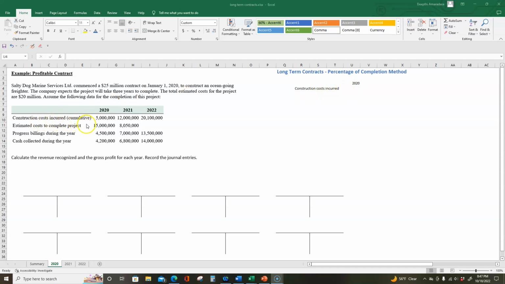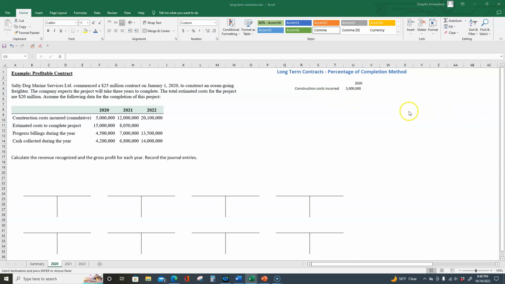In this question, they've given us construction costs incurred that are cumulative. Cumulative means every year it's adding up. So in 2020, 5 million, 2021 is 12 million. That includes 2020's numbers and 2021 numbers. In 2022, it's 20,100,000. So construction costs incurred in 2020 is easy because it is the first year of the contract. So we know that that is 5 million right away. It's a number that they have given in that first column. That's the first number that we look at.